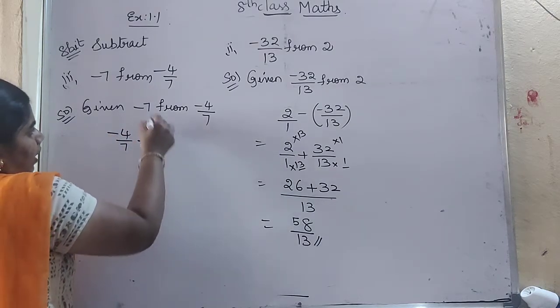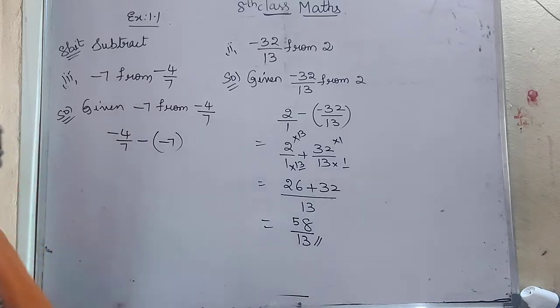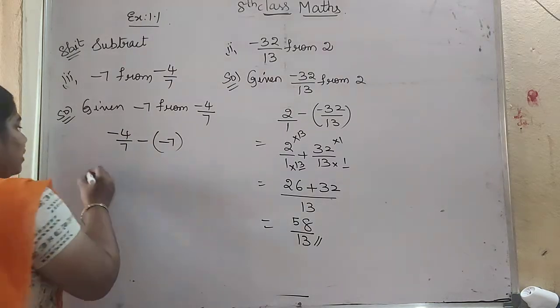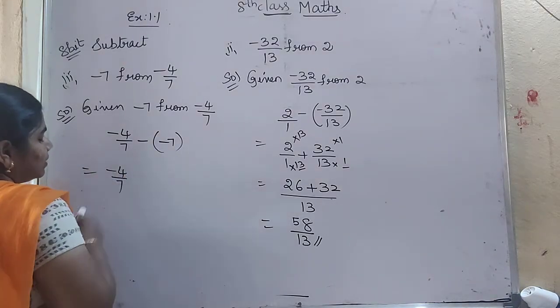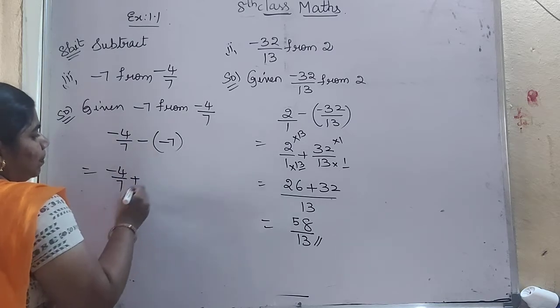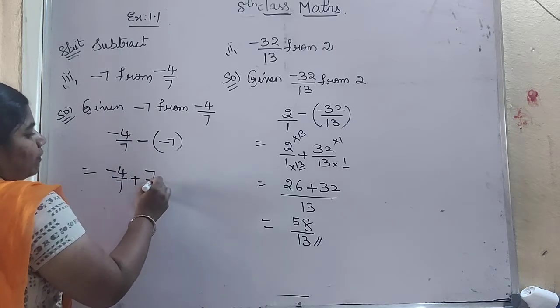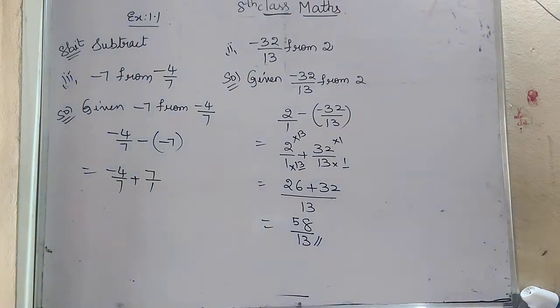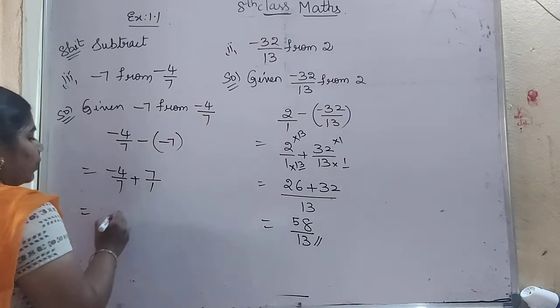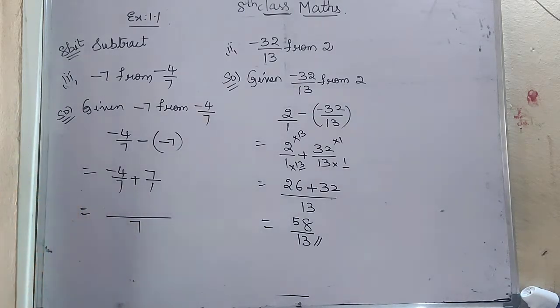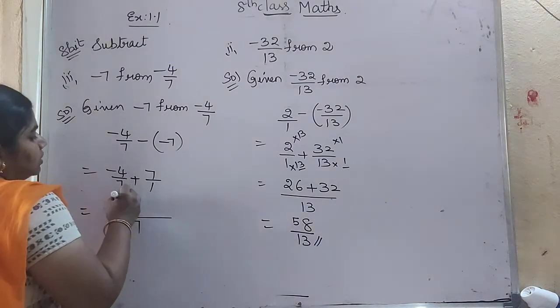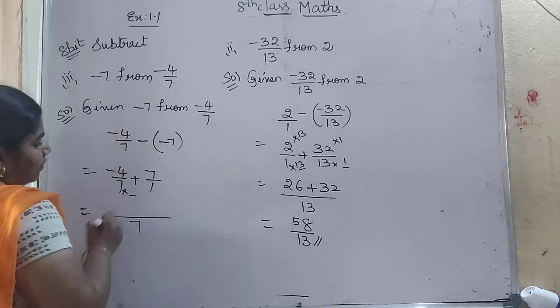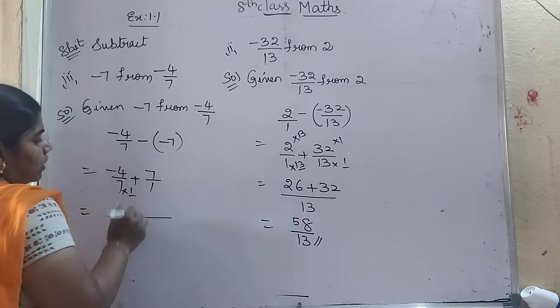Subtraction we are doing. And what is the next number? Minus 7. So double sign, make it into single sign. The first term we will write as it is. Minus into minus will be plus 7. Denominator value is not there, so we will take it as 1. So here 7 and 1 LCM will be how much? 7 itself. So 7 how many times will be equals to 7? 7 one time will be equals to 7.